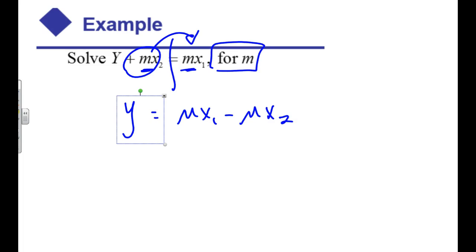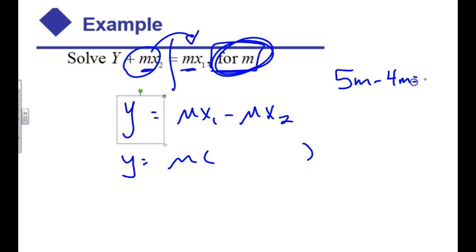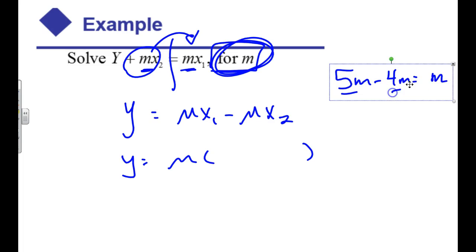So again, the goal there was to get not y by itself, but to get all the m's, what I'm trying to solve for, on the same side and isolate that. And then once I have that done, I could factor out an m. So you can't solve for m here. I can't combine. These are not like terms. Now if it would have said something like 5m minus 4m, then I could just combine like terms. But x sub 1 and x sub 2 are two different variables, so I can't subtract these.